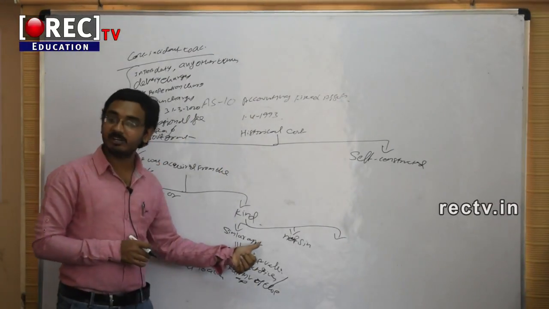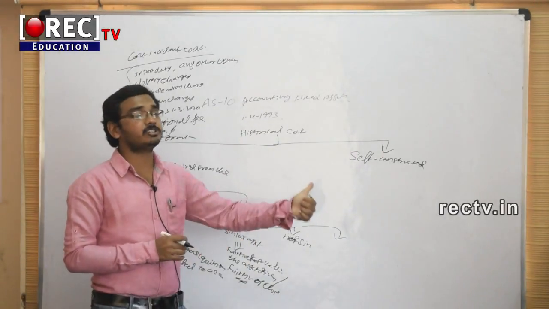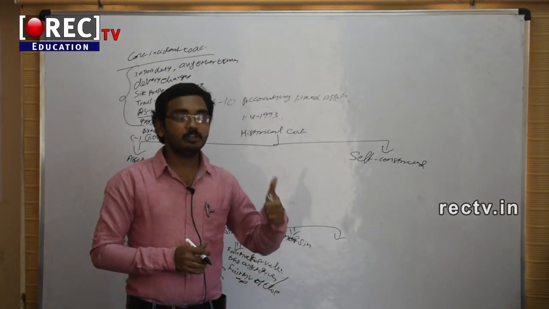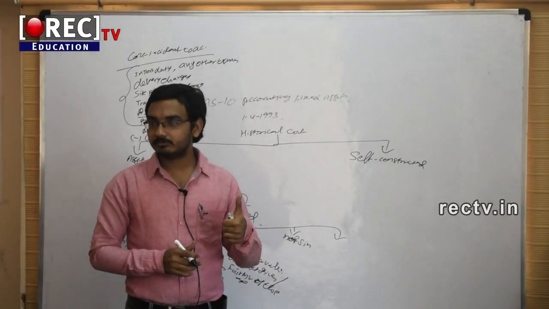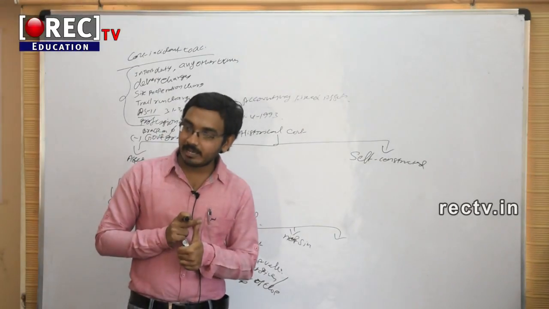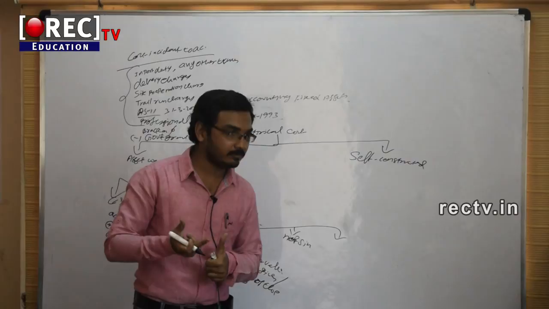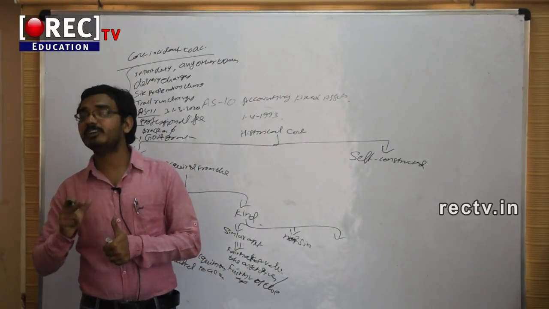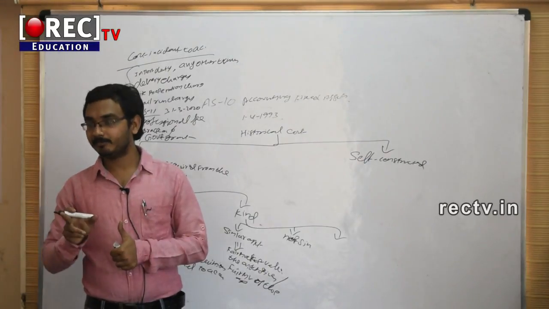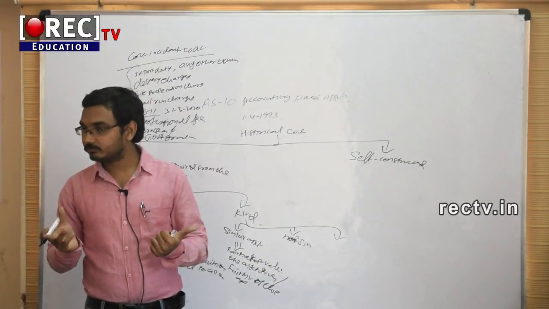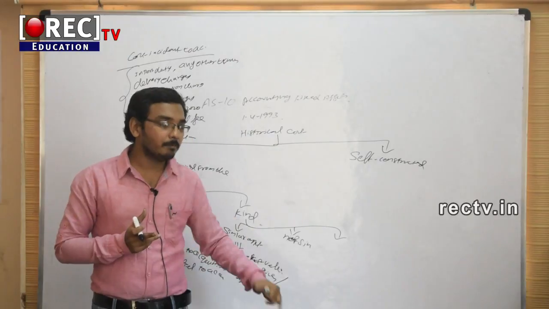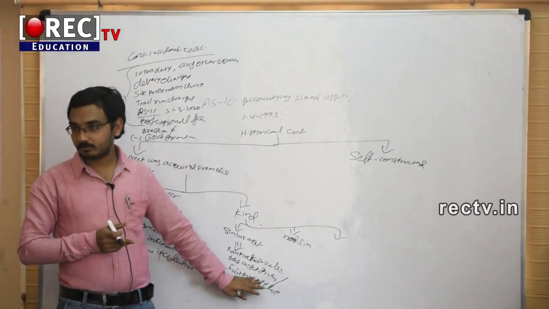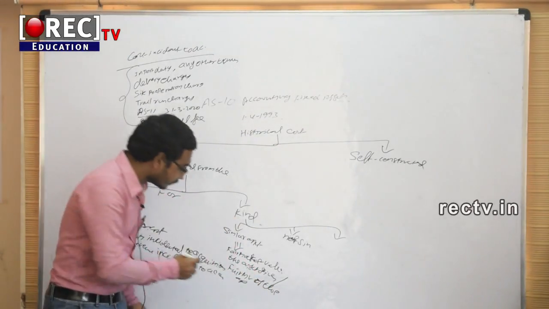In case of exchanging a similar asset for a similar asset, you have to ascertain the fair market value of the asset given, or the fair market value of the asset acquired, whichever is most evident. Or if both are not available, then which is to be considered? The book value of the asset given. The book value of the asset given should be considered.